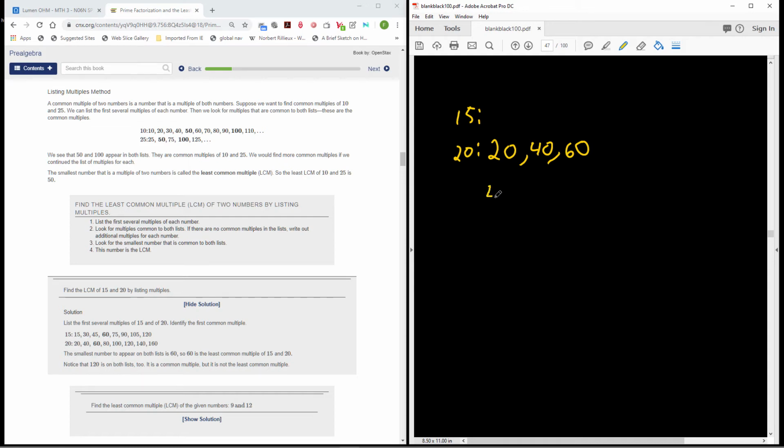So my LCM here is 60. I could have done it with 15: 15, 30, times 3 is 45, and times 4 would be 60. Sometimes it's helpful to do multiples of the larger number first.